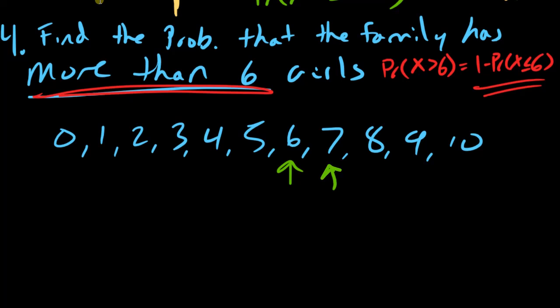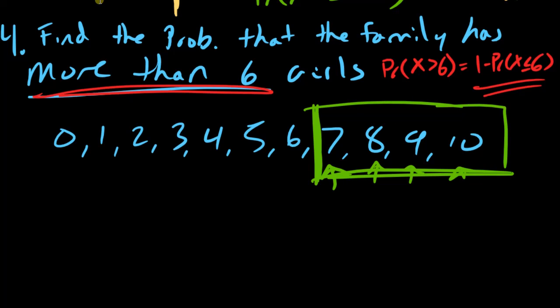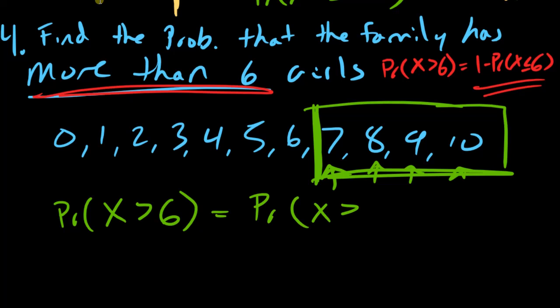So what about 7? Is 7 more than 6? If you had 7 girls in your family? Yeah, you'd be happy. You say, I wanted more than 6 girls and I got 7. Yeah, I'm pretty happy about that, right? Same thing with 8, 9, or 10 girls in your family. You'd be happy. So more than 6 is 7 or more, right? So the probability that x is more than 6, I could also write this as the probability that x is greater than or equal to 7, right? More than 6 is the same thing as greater than or equal to 7.